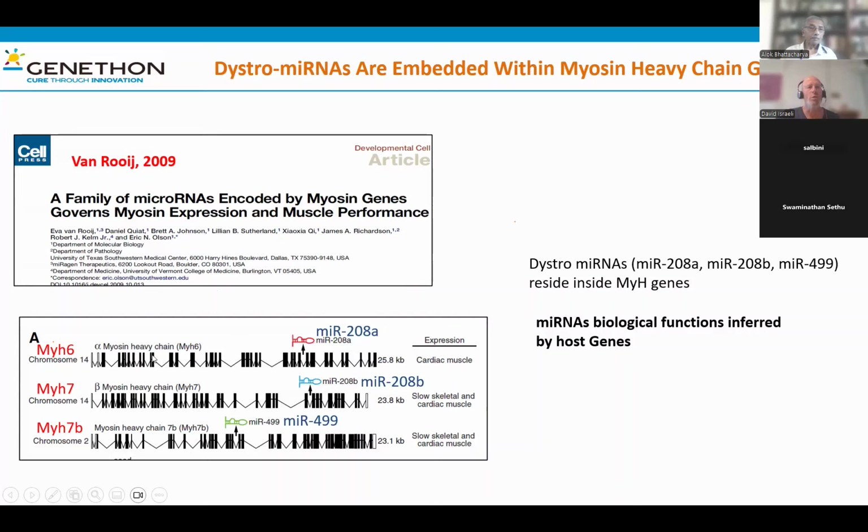So in 2009, they showed that a group of miRNA, which are known as dystromir because they are also associated with muscular dystrophy, are hosted inside the myosin heavy chain. All of them are important, of course, for skeletal and cardiac muscles. And what the paper showed is the co-regulation by the miRNA and the myosin heavy chain, the sulfate and the myotube type.